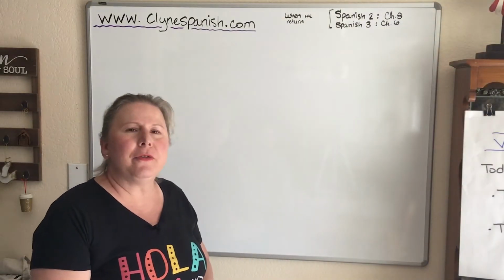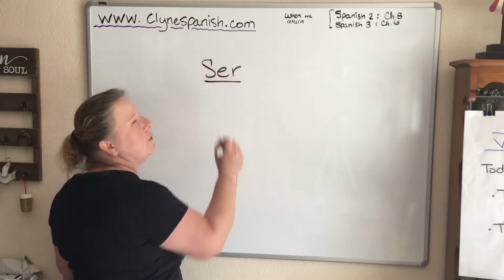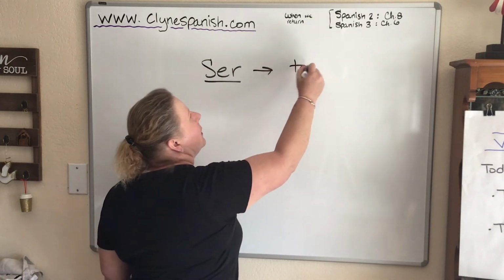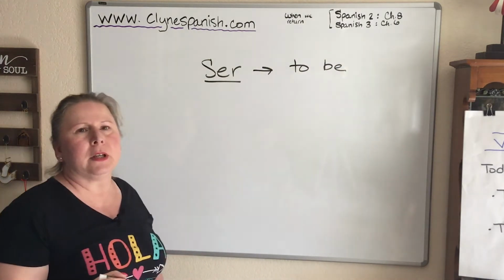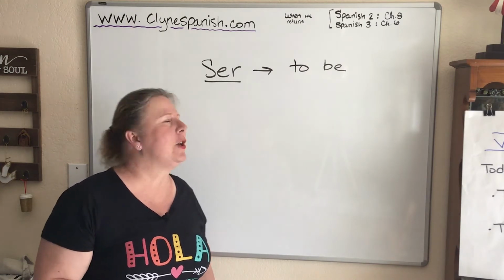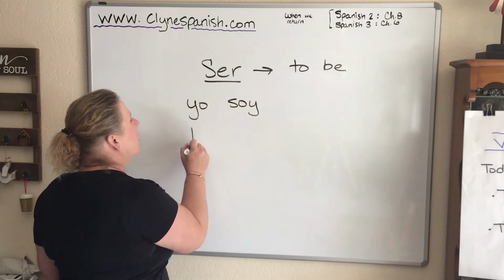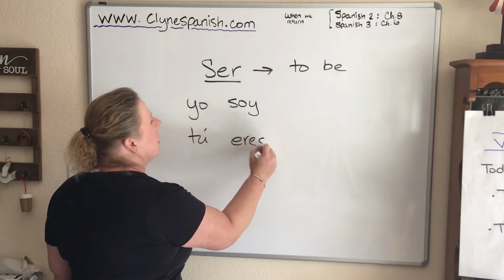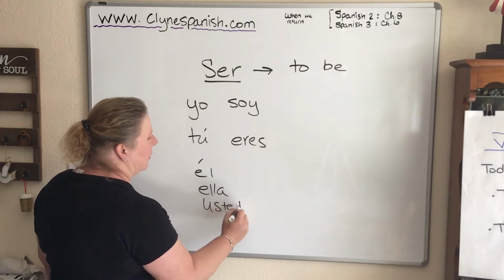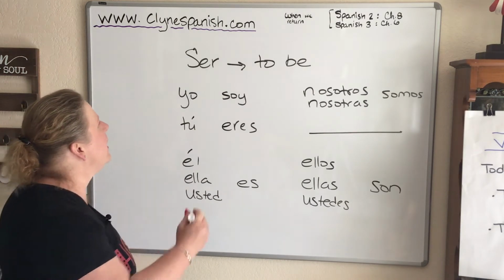So let's talk about the first verb, ser. This tends to be the very, very first verb that you get in the Spanish language. It means to be. It's also irregular. How mean is that for your first verb? All right, so here we go. So, yo soy, tú eres, él, ella, usted es. Okay, clase, so here are the conjugations.